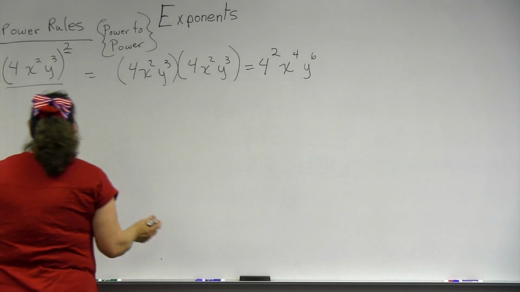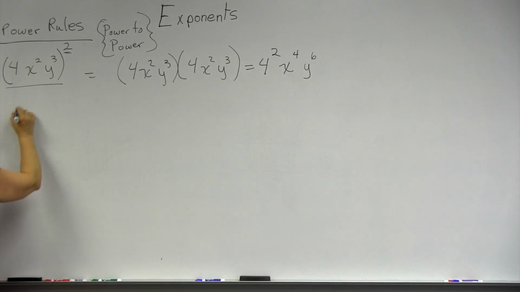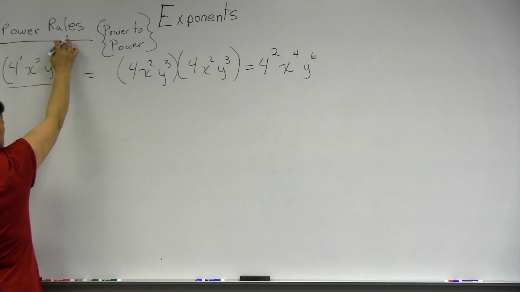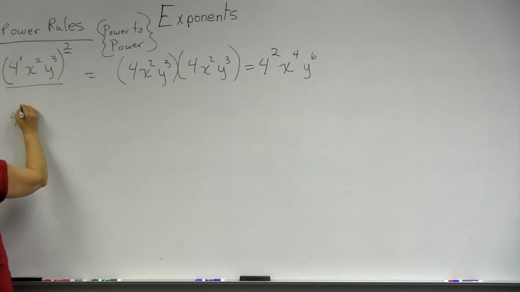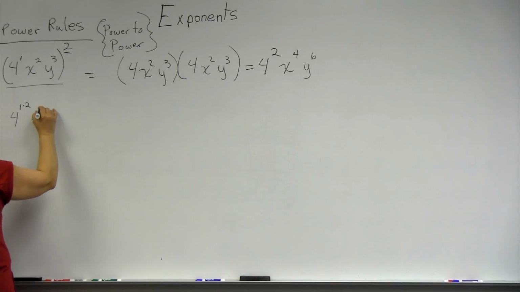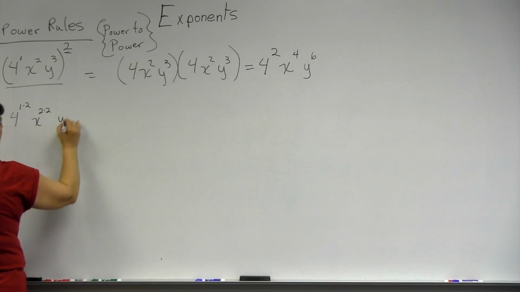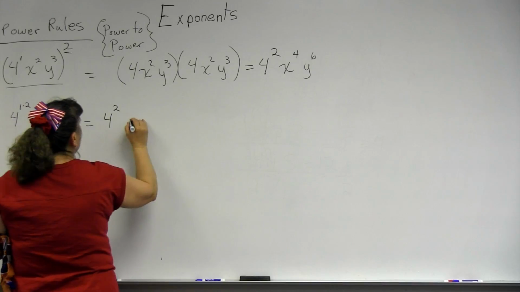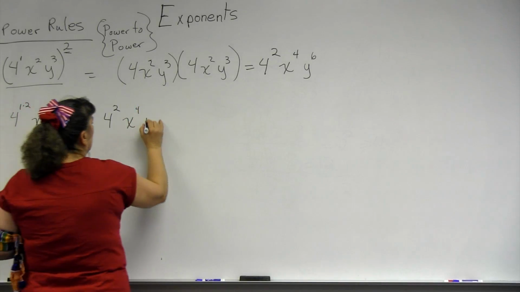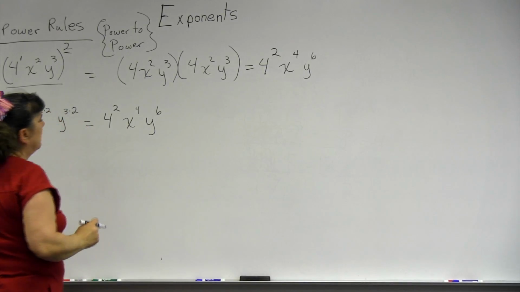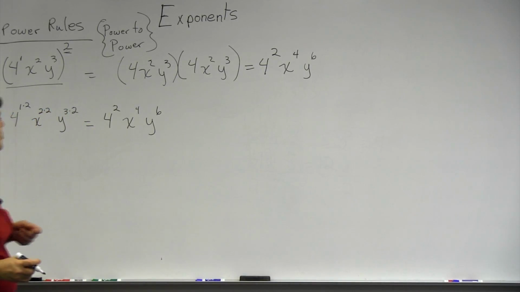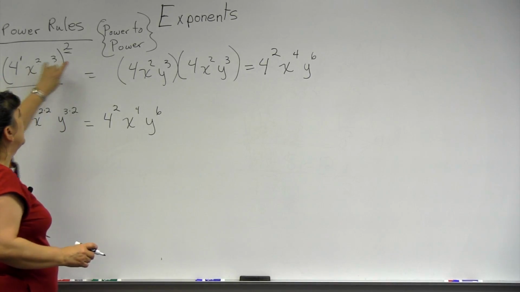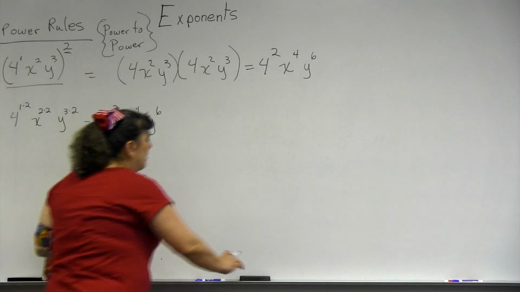The rule is that you keep the base and you multiply the exponent of each one of these bases times the exponent outside. So this would be 4 to the 1 times 2, x to the 2 times 2, and y to the 3 times 2, which equals 4 to the second power, x to the 4th power, and y to the 6th power. Is that not what we got by using the other method? It sure is. So that's your first form of the power rule, when it's just simply a multiplication inside raised to another power on the outside.